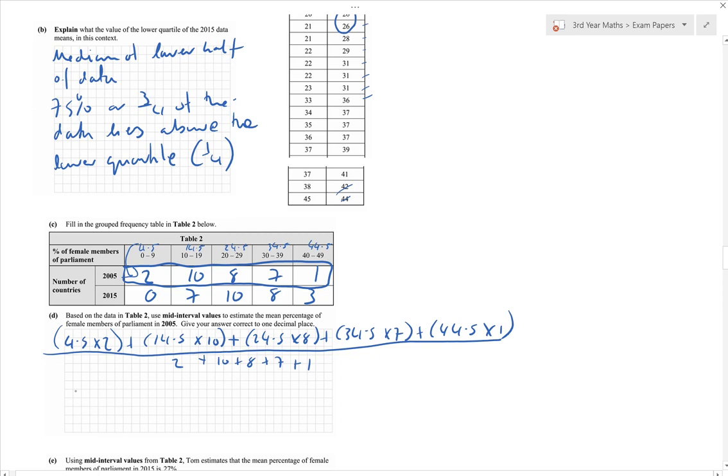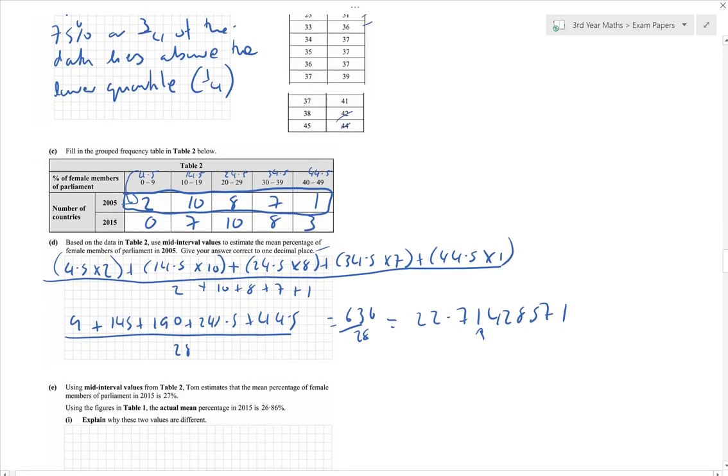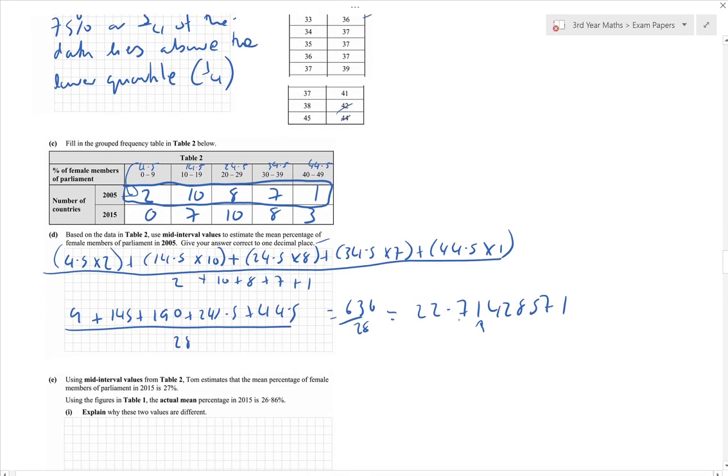Okay, then to simplify this, it's 9, 145, 190, 241.5 and 44.5 divided by 28. So that's 636 divided by 28, which is 22.7142871. The question says, give your answer to one decimal place. So you write one number after the decimal, so you look at the second. If it's 5 or greater, this value increases, but it's less than 5, so it stays as it is.